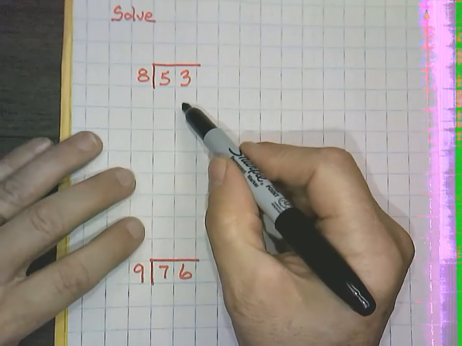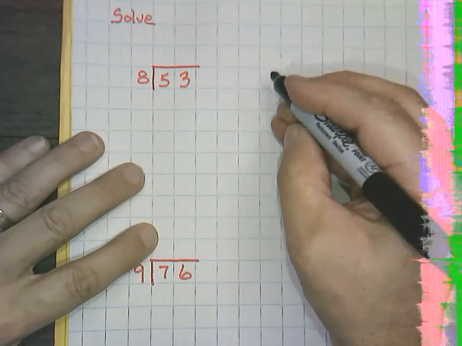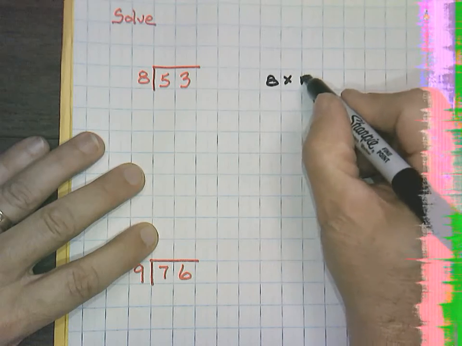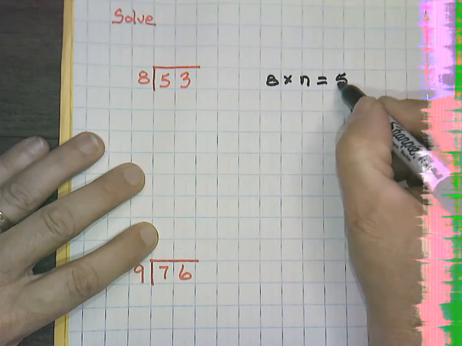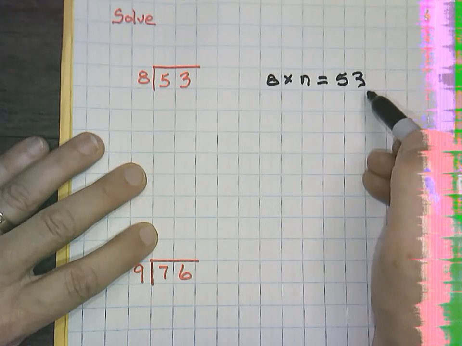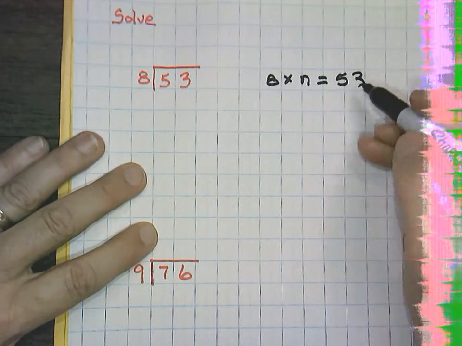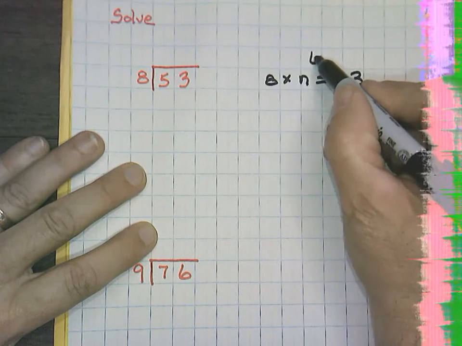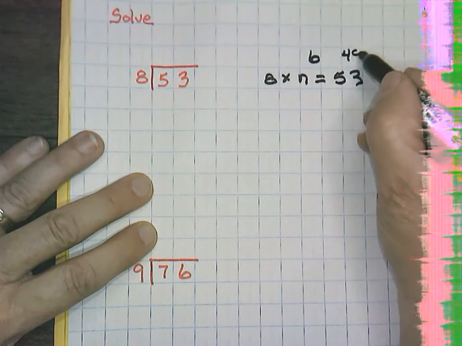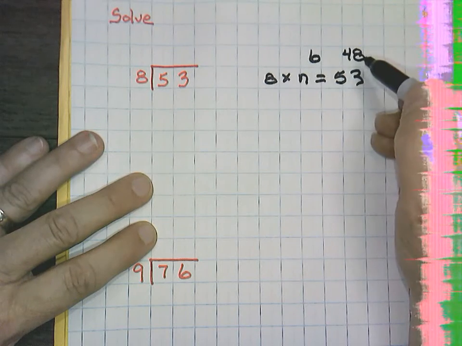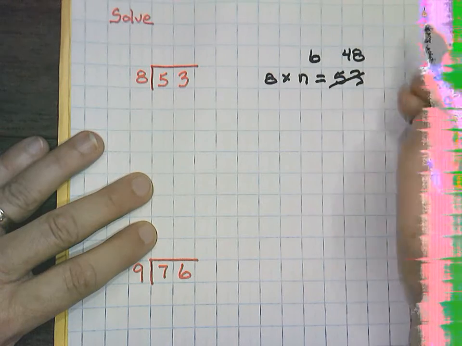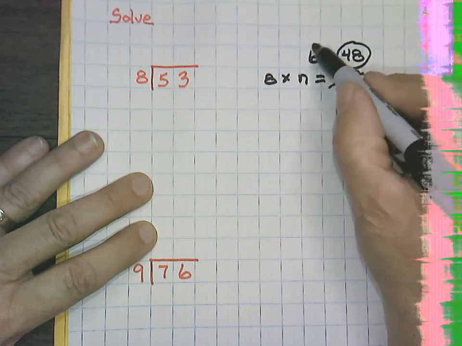53 divided by 8. Again, if you want to pause, you can. 8 times n equals 53. Again, I'm just using my facts from the division to create my multiplication. I know that 8 times 6 does not equal 53. It equals 48, but that is the closest I can get to 53 without going over. So it's not 53. It's actually 48.